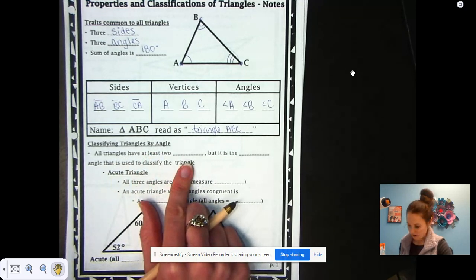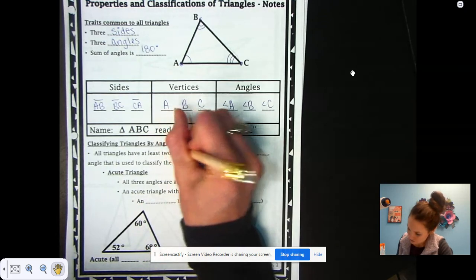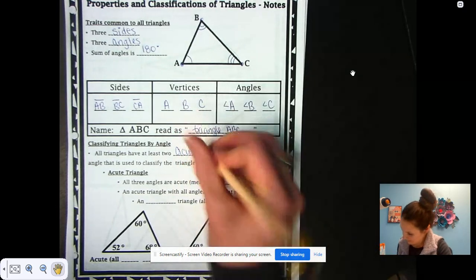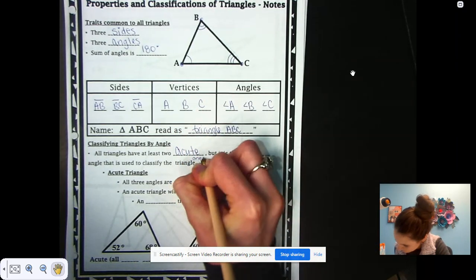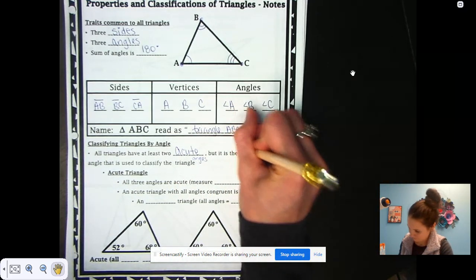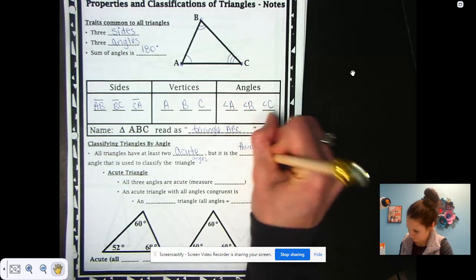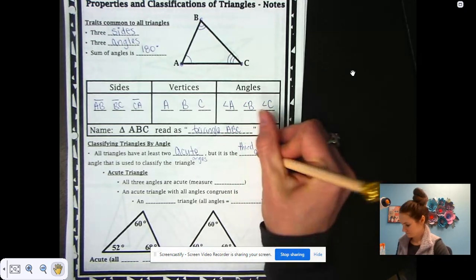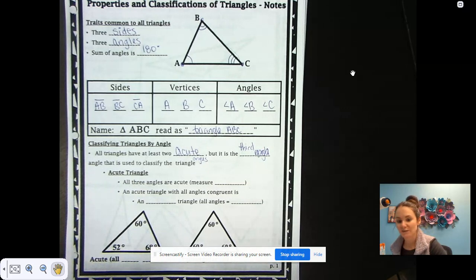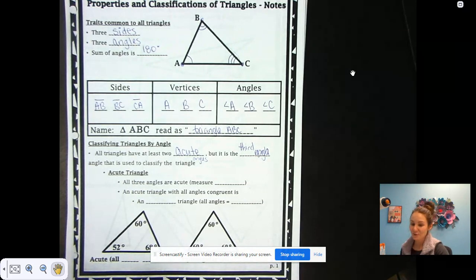On here it says all triangles have at least two acute angles. It is the third angle that is used to classify the triangle. So every triangle will have two acute angles, and depending on that third one, that's how we're going to name it. First, we need to figure out what acute is.